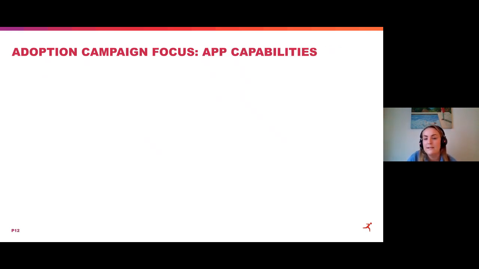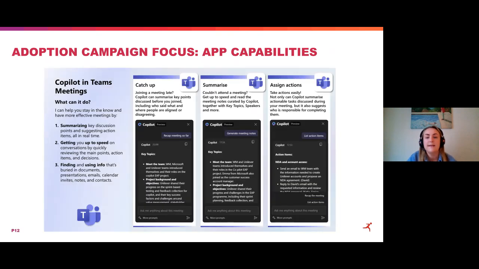And that is on app capabilities. So again, if we click, we will see an example of a guide that you can see here. Rather than scenario based, we do need people to understand what the key capabilities in each app are. So this is in Teams meetings as an example. Catching up, summarizing, assigning actions are some of the key things that we know the tool enables us to do. So we do need to make a focused effort on the different app capabilities.